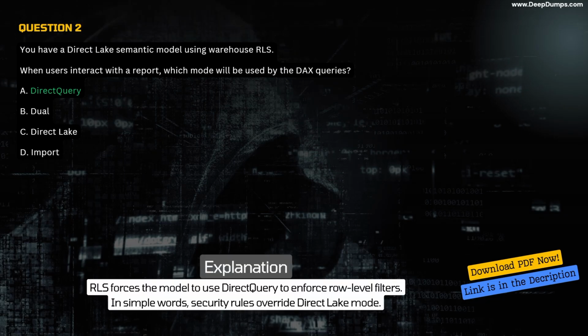Explanation. RLS forces the model to use DirectQuery to enforce row-level filters. In simple words, security rules override Direct Lake mode.